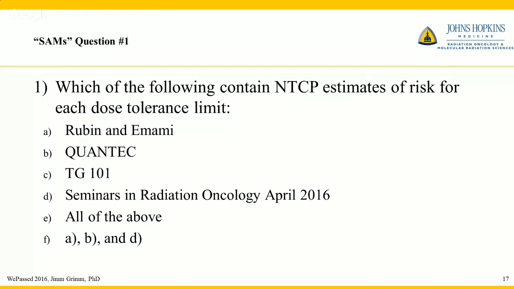I see them now. Okay, so which of the following contain NTCP estimates of risk for each dose tolerance limit? A, Rubin and Emami, B, QUANTEC, C, TG101, D, Seminars in Radiation Oncology, April 2016. That's the NTCP for SBRT. E, all of the above, and F is A, B, and D.